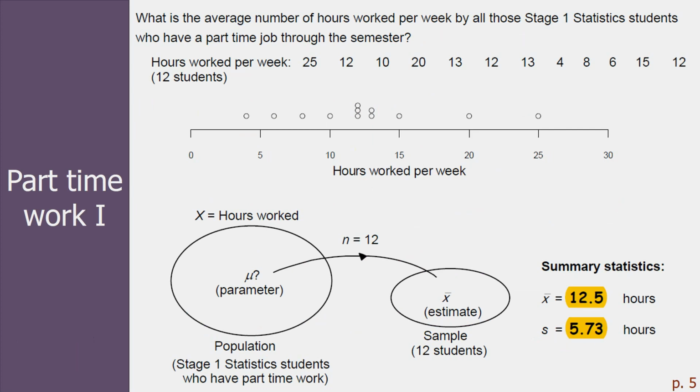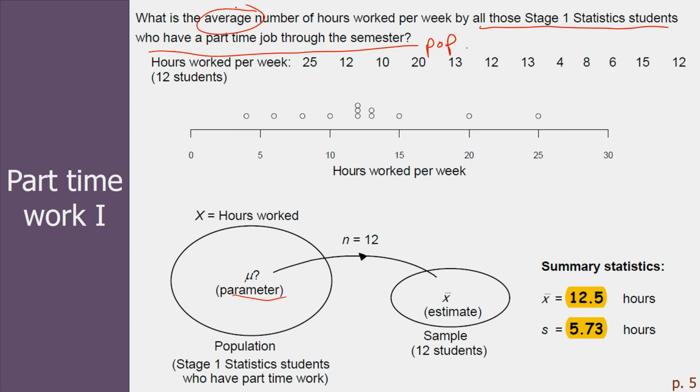So what is the average number of hours worked per week by all those Stage 1 STAT students who have a part-time job through the semester? In that question we can see this part here, that's our population. We're talking about average, so our parameter here is going to be a mean. This Chapter 6 norm-based confidence interval method doesn't work for medians, so whenever we say average, we're going to be using a mean in this chapter.